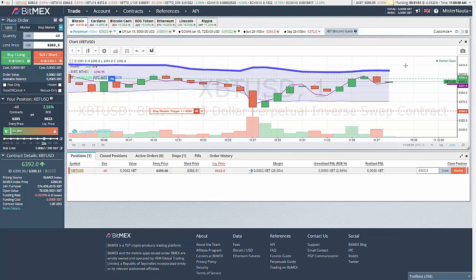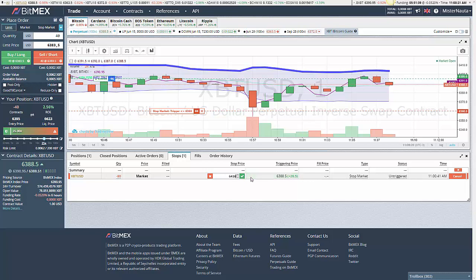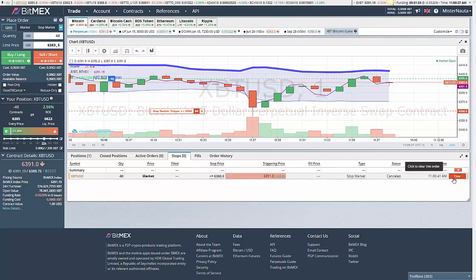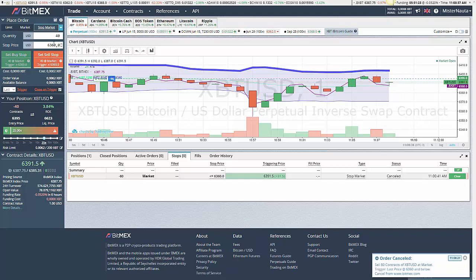So let's suppose I want to put my stop here at 6410. I already have a stop. I can just change it here. So I will put here 6410. No, I cannot. I need to cancel this one and put another one because I need to go in the other direction. So I will place in 6410 and I will put a buy stop.